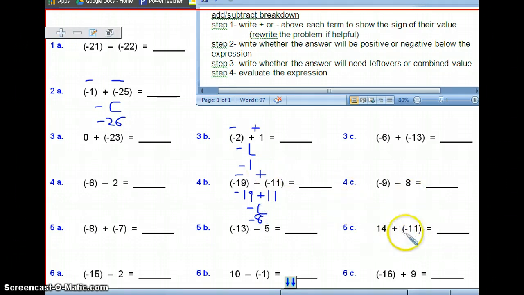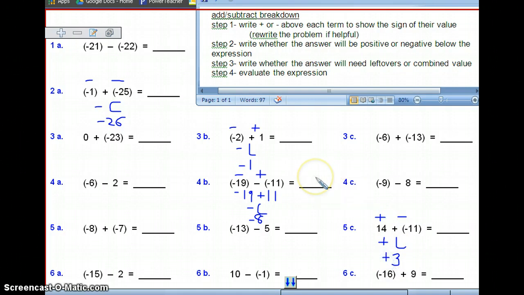Here's another, I'm going to jump to this one, a positive and a negative. 14 is a positive. Adding -11, the opposite of addition is subtraction. So I have a positive and a negative working against each other. You could rewrite it if it's helpful as 14 minus 11, or if just writing those signs is enough for you, we can move on. So they're going to work against each other. We are going to have a positive answer because the 14 is stronger than the 11. So it'll be positive. They're working against each other, so we're looking for leftovers. So the difference between 14 and 11 is 3, and the answer to that would be a positive 3.